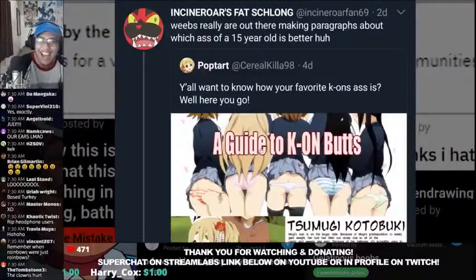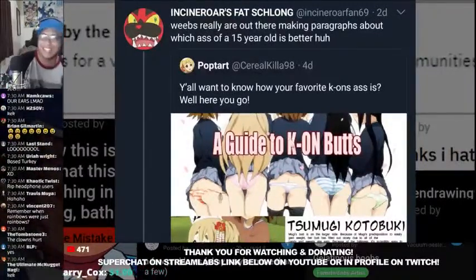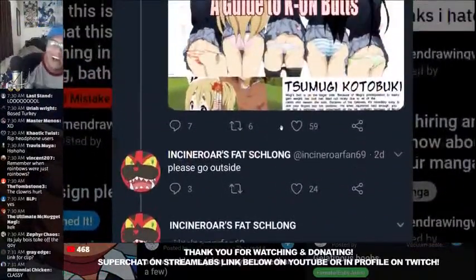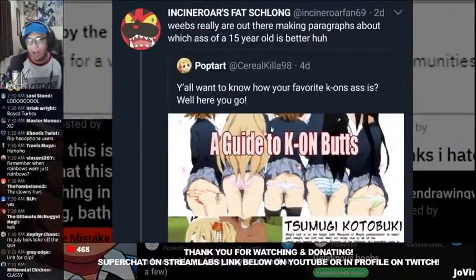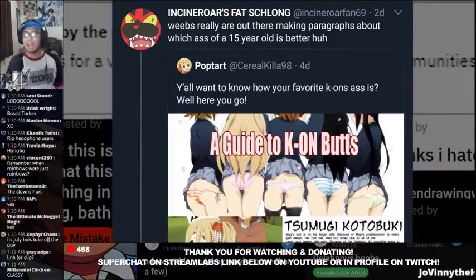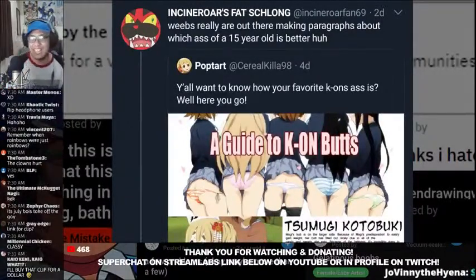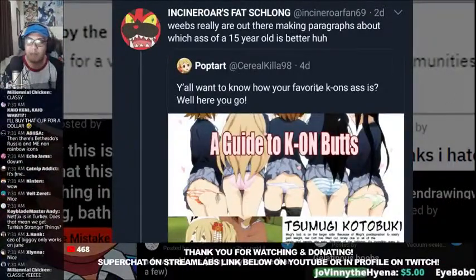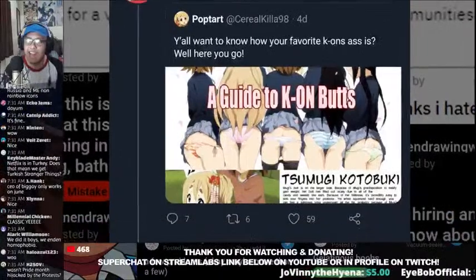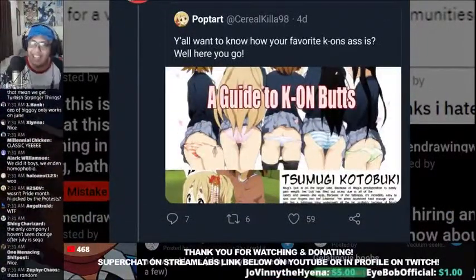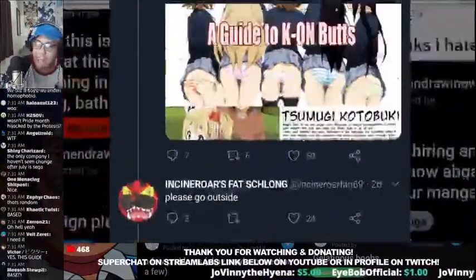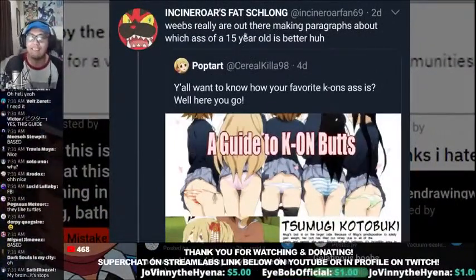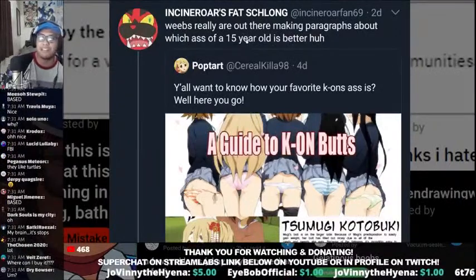Oh my god, what the fuck? A guide to K-On butts. Excuse me, what the fuck? Why do you need to make a guide on the butts of the characters from K-On? Why? Horny? Why are you this horny? Anyway, y'all want to know your favorite K-On ass is? Well, here you go. Damn, this dude went on a fucking essay talking about the asses of every single character. God damn. Weebs really are out there making paragraphs about which ass of a 15-year-old is better.